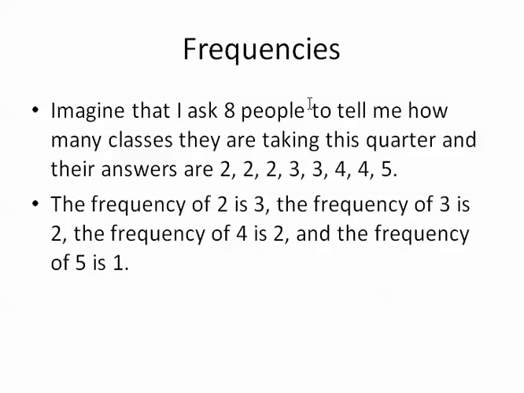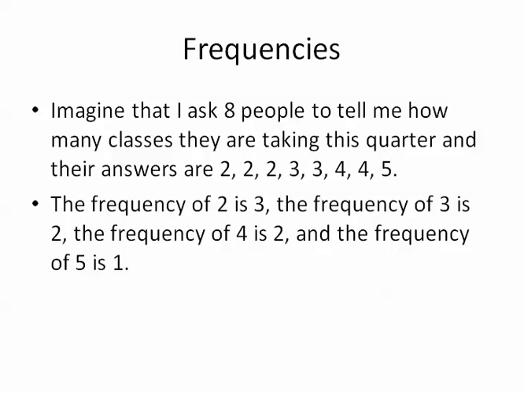So if I ask 8 people to tell me how many classes they're taking this quarter, and these were their 8 answers, then the frequency of 2 would be 3 because the answer of 2 appears 3 times. It's 1, 2, 3. The frequency of the value of 3 is 2 because 2 people said 3. There's 2 3s in the data. The frequency of 4 is 2 because there's 2 4s, and the frequency of 5 is 1 because there's 1 5 in our list of data right here.